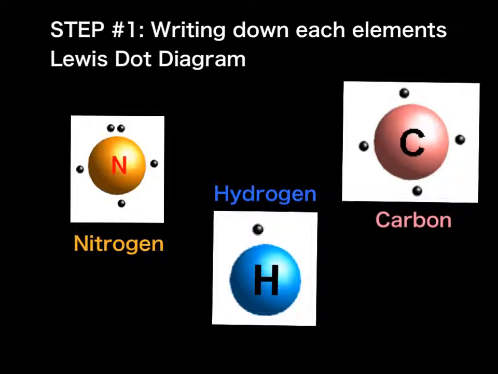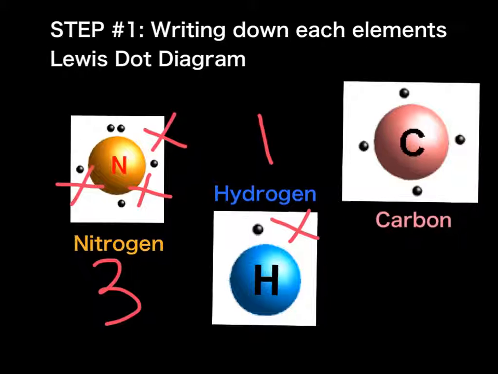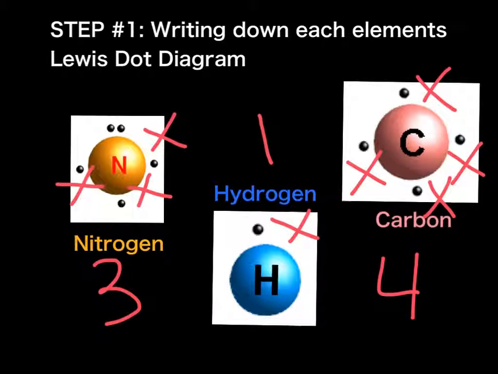Step 1 in predicting is writing down each element's Lewis dot diagram. For nitrogen, we see that there are 3 available bonding sites. For hydrogen, because it only follows the duet rule, there's only 1 bonding site. But for carbon, because it likes to balance its electrons, we see that there are 4 available bonding sites.